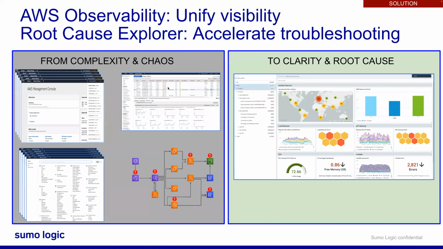Now, what we want to do is, from the complexity and chaos of the left-hand side of the screen of those AWS features and tools that you're using, provide some clarity and root cause. And so that's what we're showing on the right-hand side of the screen, is taking all that stuff and presenting it in something that's a little more helpful.